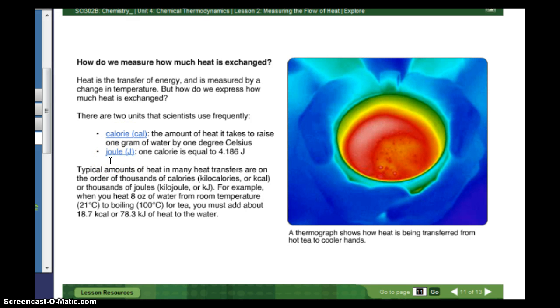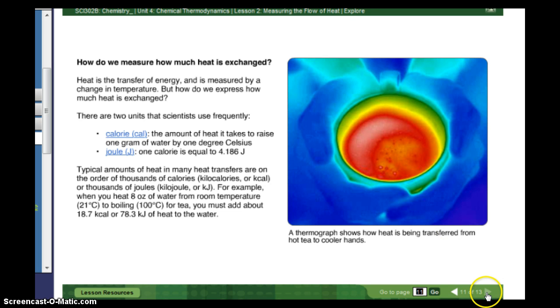Or a joule. 1 calorie is equal to about 4.186 joules. Typical amounts of heat in many heat transfers are on the order of thousands of calories, or kilocalories, or kcal, or thousands of joules, kilojoules, or kJ. For example, when you heat 8 ounces of water from room temperature, 21 degrees Celsius, to boiling, 100 degrees Celsius, for tea, you must add about 18.7 kilocalories, 18,700 calories, or 78.3 kilojoules of heat to the water.